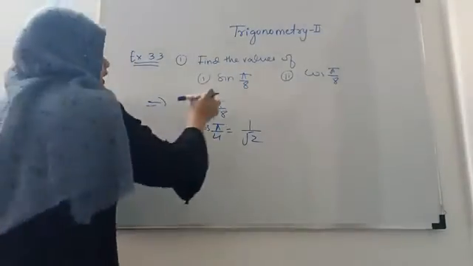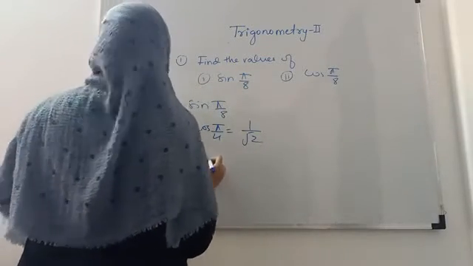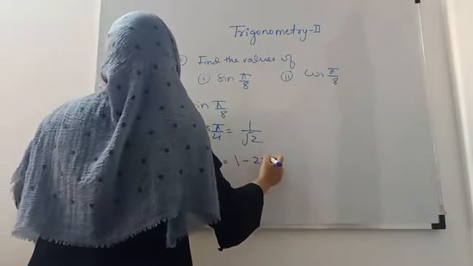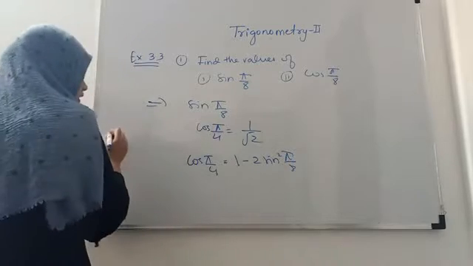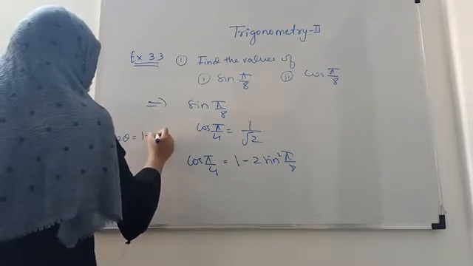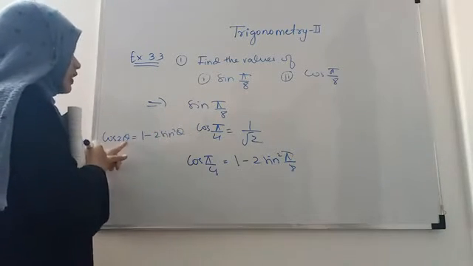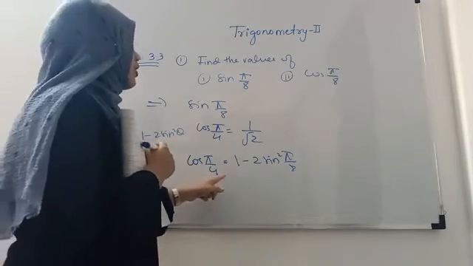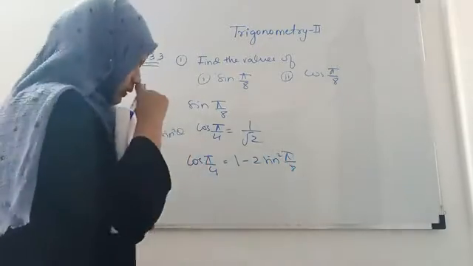Now, we will use the double formula over here. So, what is the formula for the cos pi by 4? It is 1 minus 2 sine square pi upon 8. As we have seen, the formula for cos 2 theta is 1 minus 2 sine square theta. If it is 2 theta, here it should be half. So here if it is pi upon 4, then here it should be pi upon 4 divided by 2, that is pi upon 8.